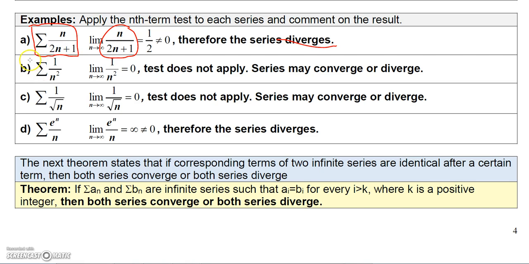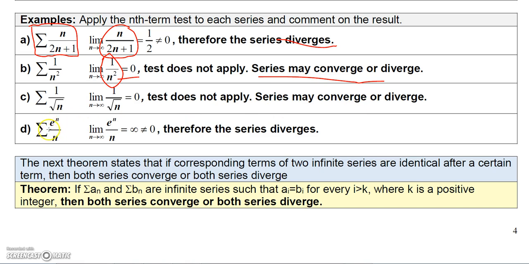Okay, how about this one? The series 1 over n squared. Let's take the limit of the nth term, 1 over n squared, as n goes to infinity. Oh, that limit does go to 0. But that doesn't tell us anything. The test doesn't apply here. The test only applies when the limit does not equal 0. So the series may converge or diverge. Same thing here. This limit goes to 0, but the test does not apply. The series may converge or diverge.